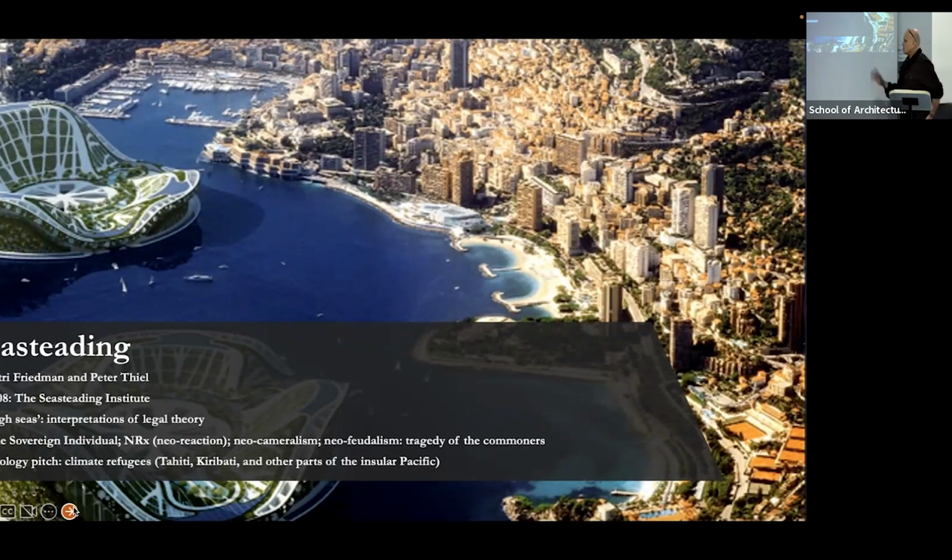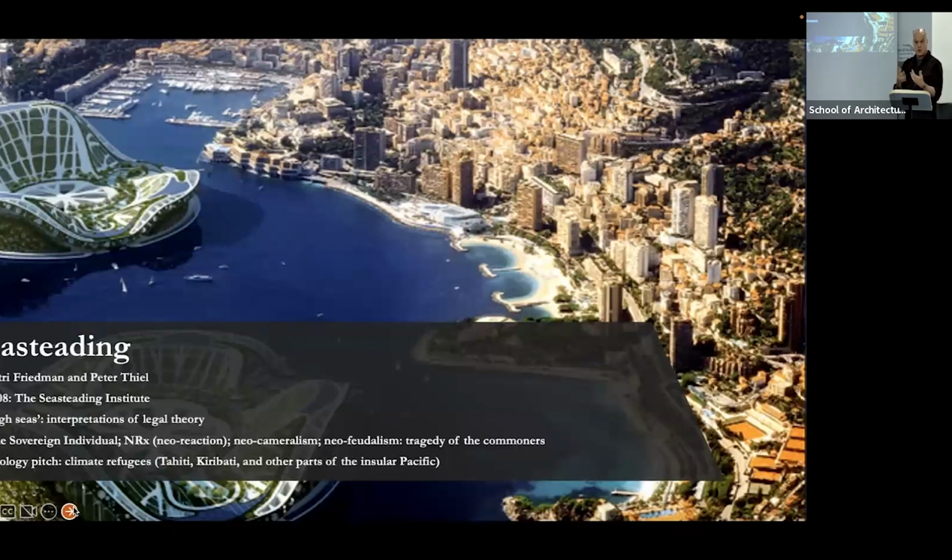And the last thing about the Seasteading Institute that I'll say is, recently what they've done is they've got a kind of ecological pitch, which is that seasteading can help climate refugees in the insular Pacific, in places like Tahiti, Kiribati, and elsewhere with rising sea levels. If you create these floating platforms, you can take refugees, people who would otherwise be displaced from their islands, and move them onto these platforms.